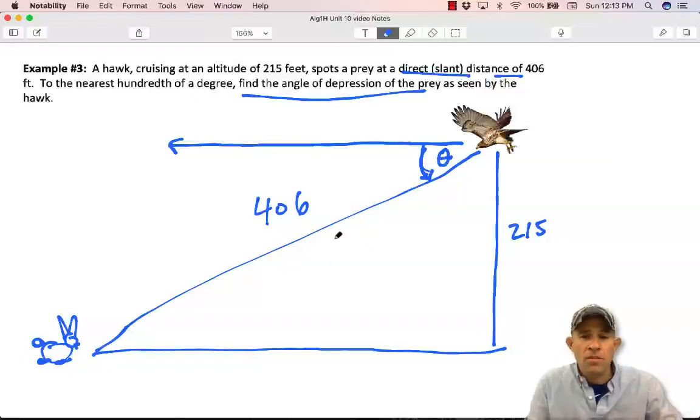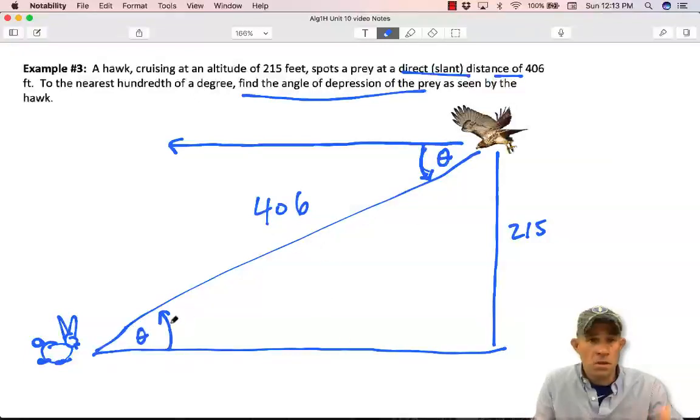Well, the angle of depression is actually always equal to the angle of elevation. So this angle down here from the bunny rabbit up to the hawk is the same as the angle of depression from the hawk down to the bunny rabbit. So if you remember this from geometry, these are alternating interior angles. So I can find either of these two angles and they'll actually be the same.